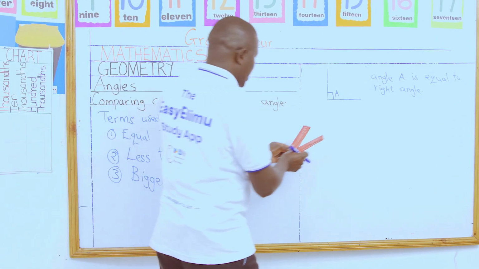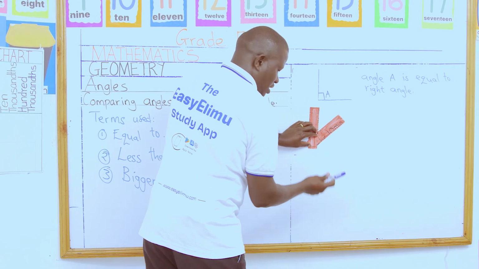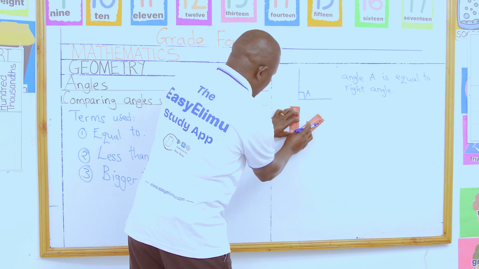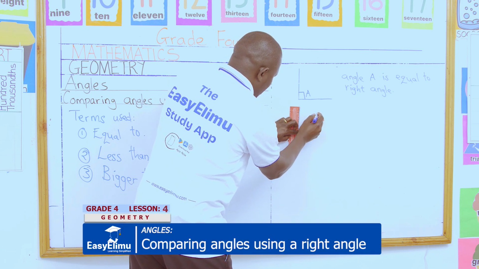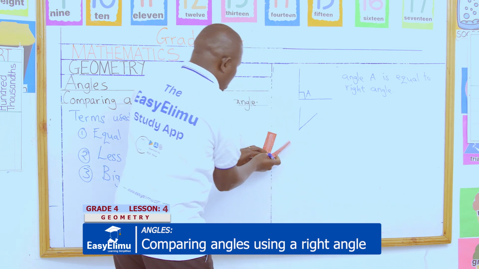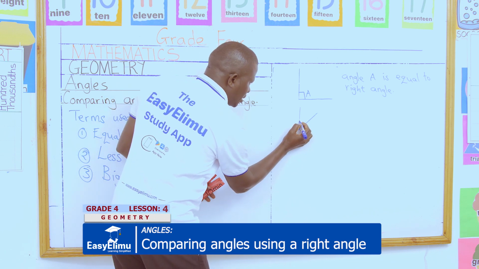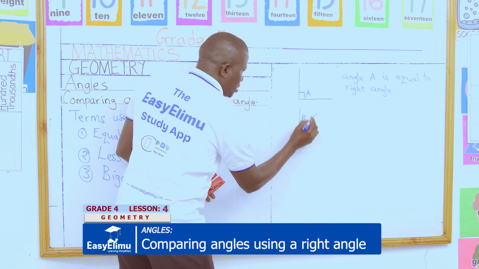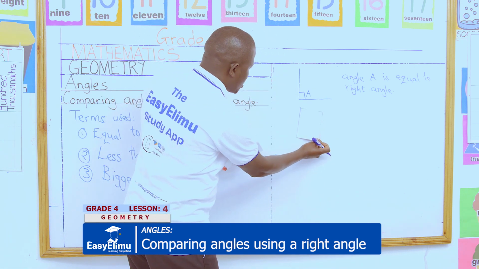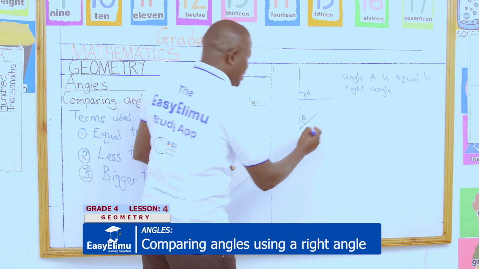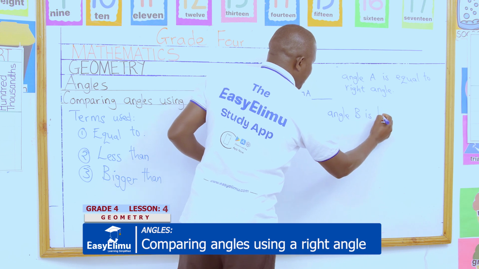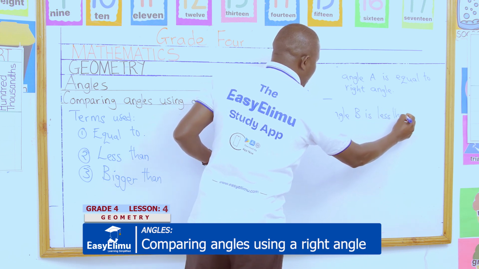Angle B was of this size. Let me try to draw it here. I'm using my paper cutter to trace the angle B. This is my angle B. We trace again, we see whether it is equal to this one. Angle B is smaller, is less than. So angle B is less than right angle.